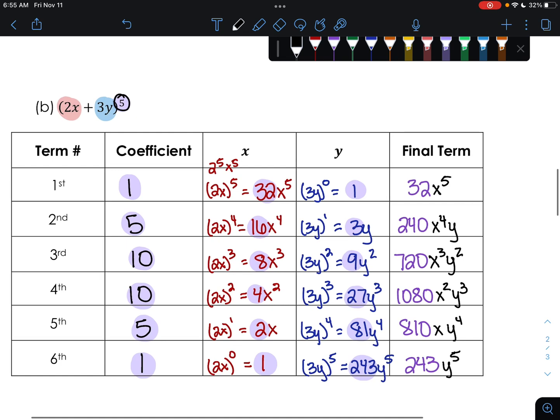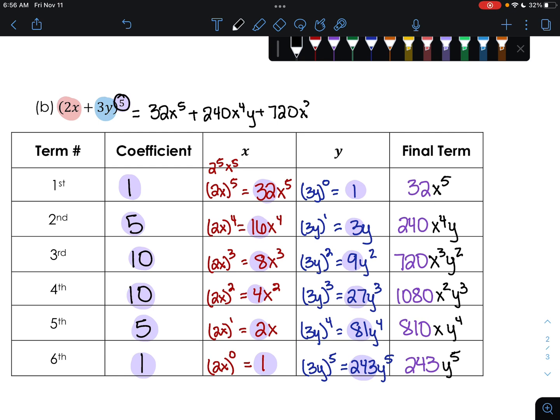So my final answer for this would be 32 x to the 5th plus 240 x to the 4th, y, plus 720 x to the third y squared plus 1080 x squared y to the third plus 810 x y to the fourth, and lastly 243 y to the fifth power.